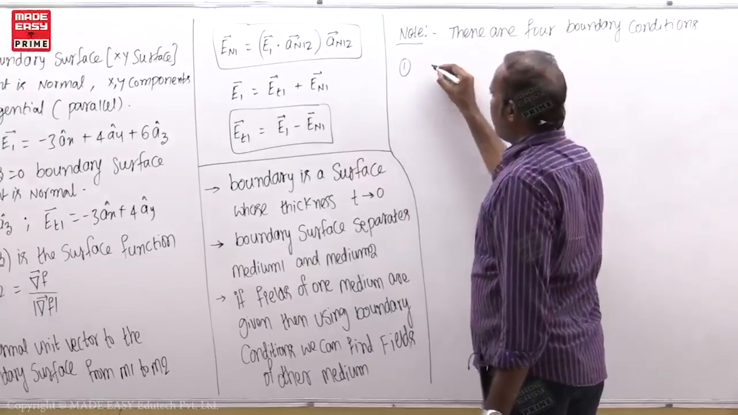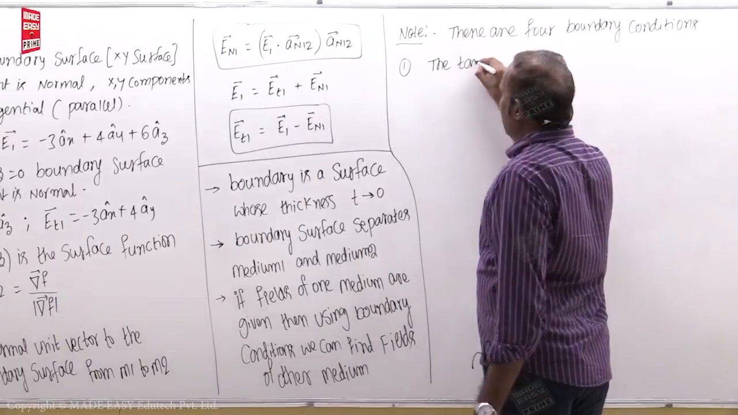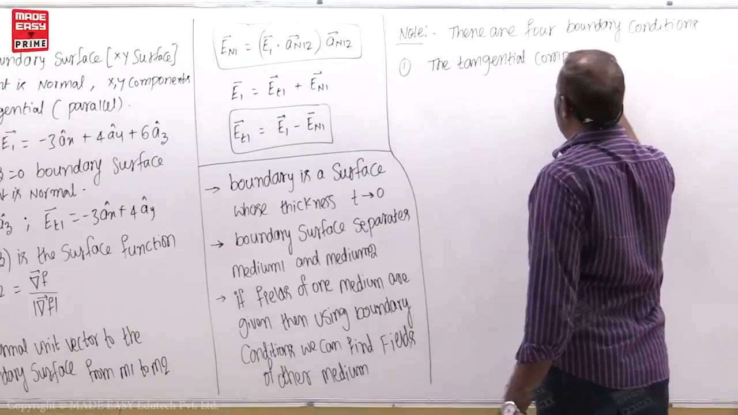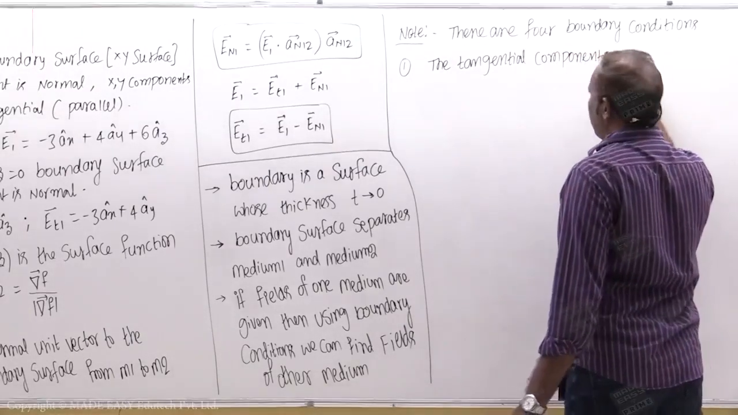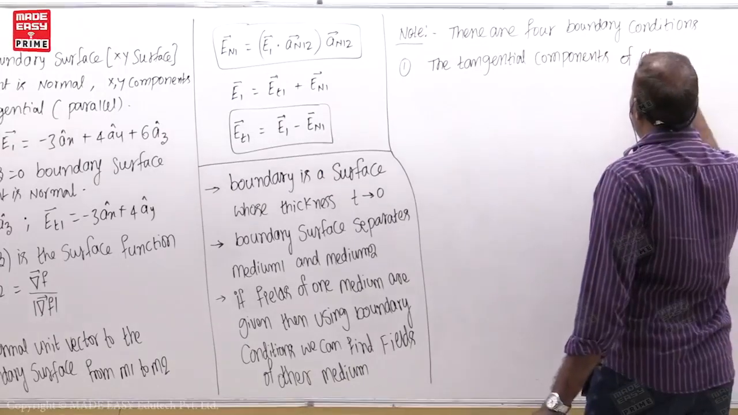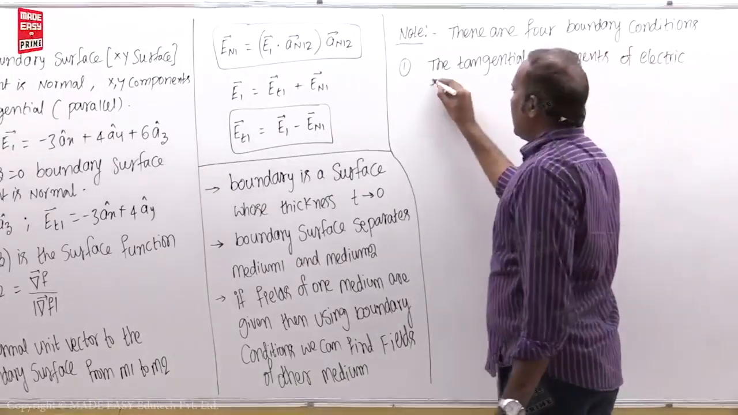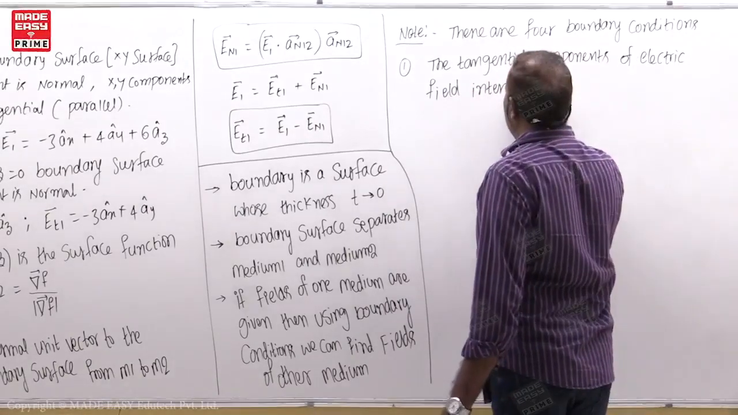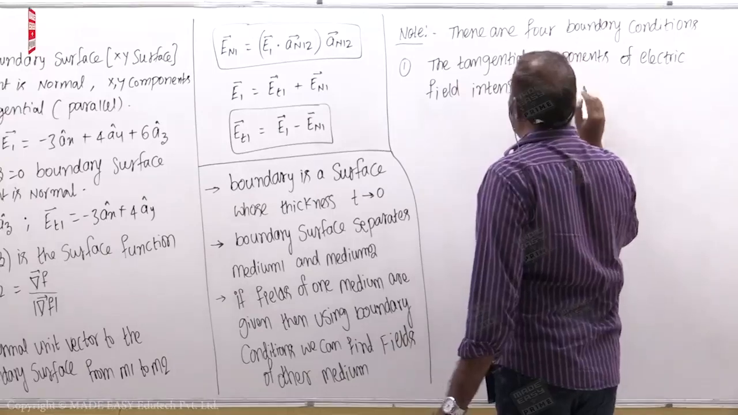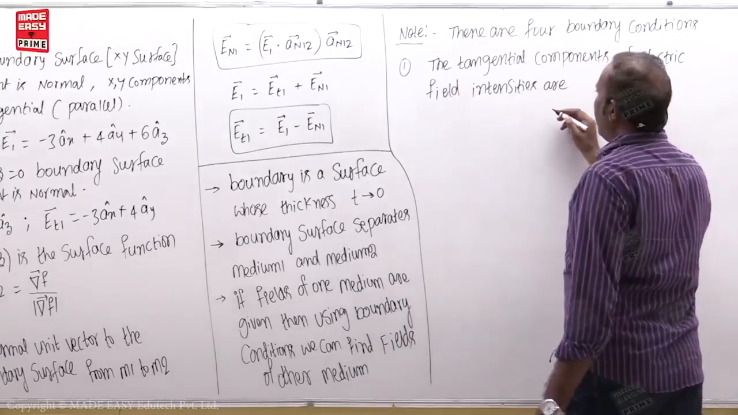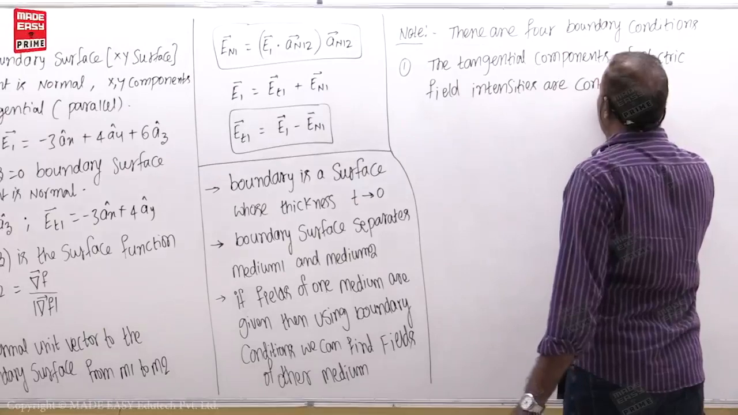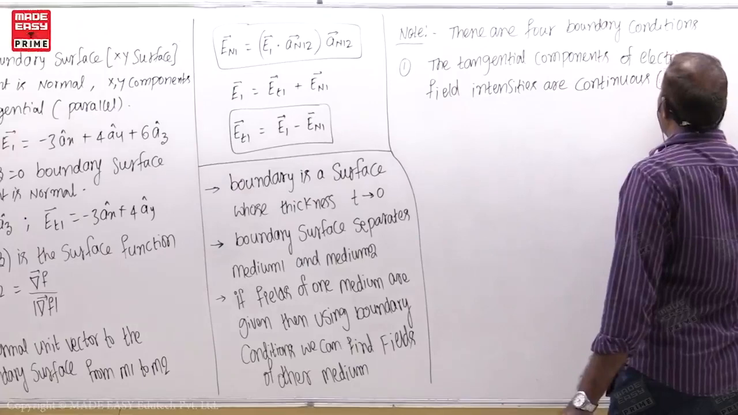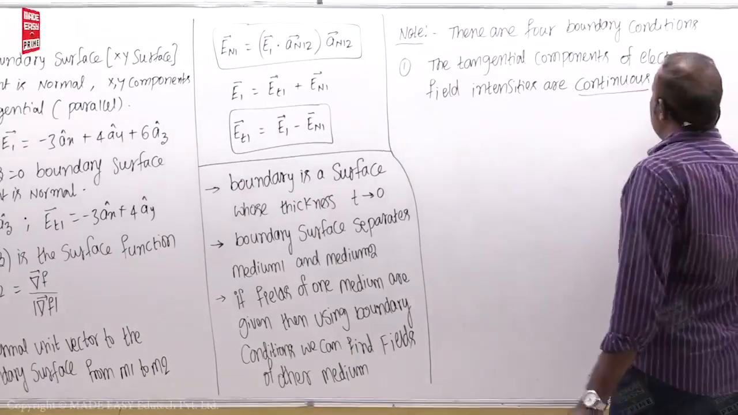First one statement is the tangential components of electric field intensities. The tangential components of electric field intensities are continuous. Continuous means equal, students. Continuous means equal.